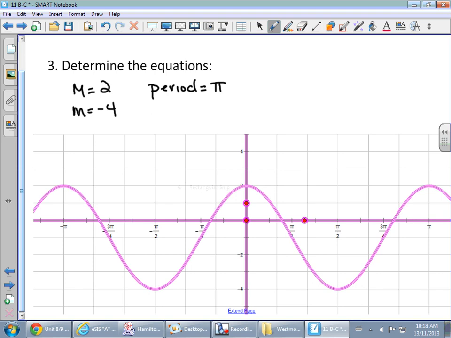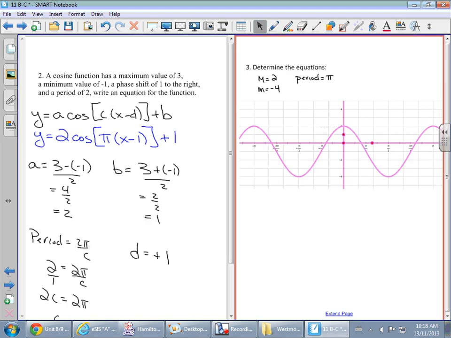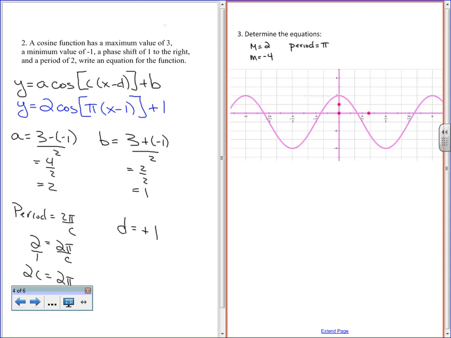Okay, so now that we have that information, I can figure out the A, the B, and the C values, because that's the same for the sine and the cosine curve, so let's do that. So my A value is the highest point, subtract off the lowest point, divided by 2, which is 6 divided by 2, which is 3.